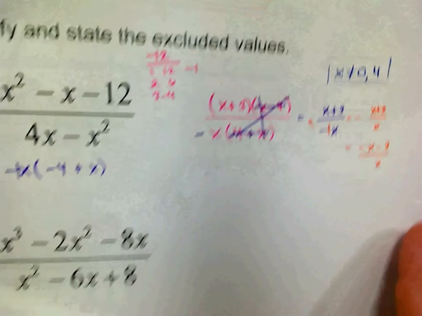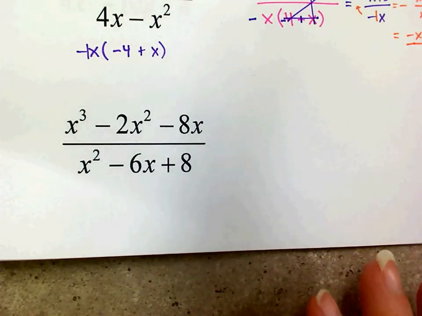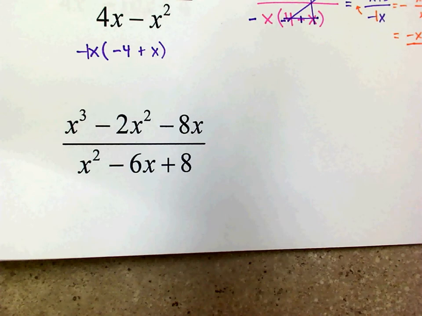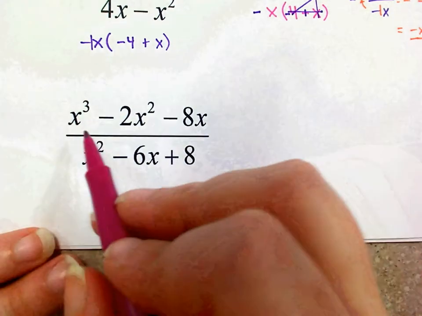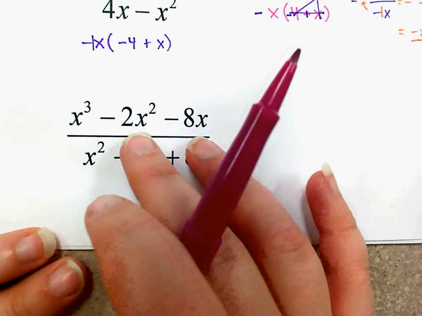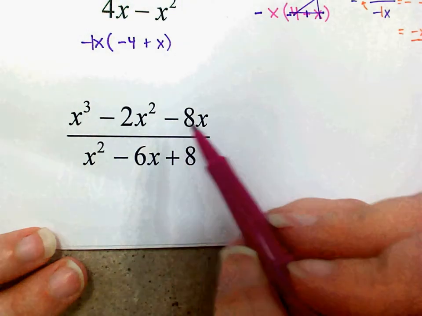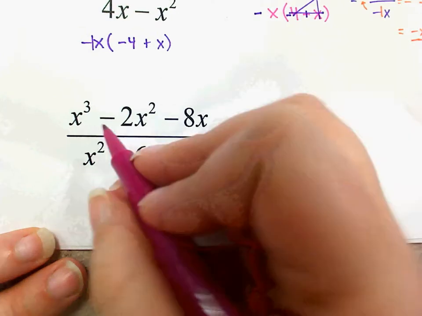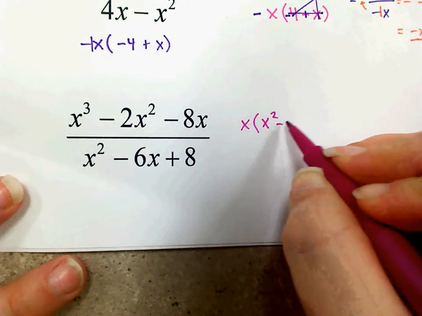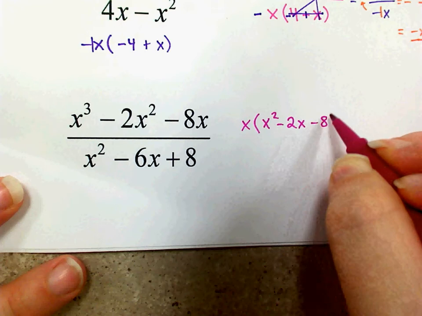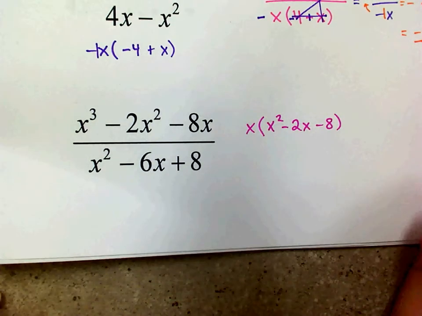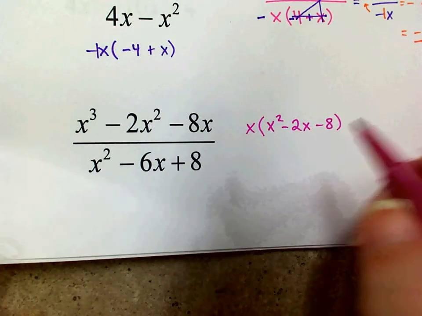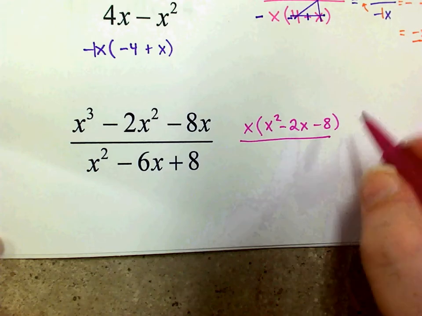On this one, we've got to factor. Okay. So I noticed that this is a quadratic form, but it's got a cubic function, but then all 3 of these have an x, which means I can factor an x out. So I'm left with x squared minus 2x minus 8. Okay? And we'll just continue with the numerator.